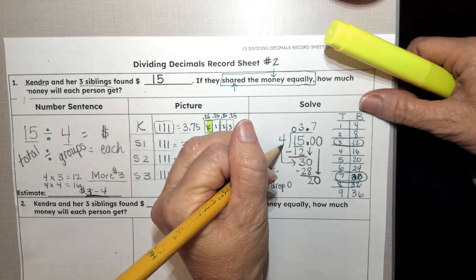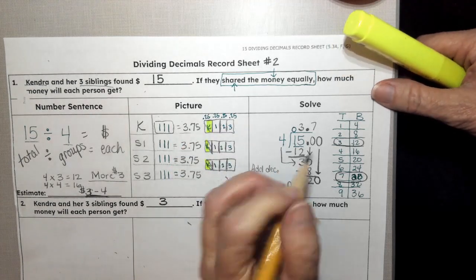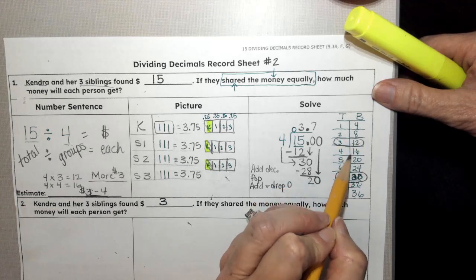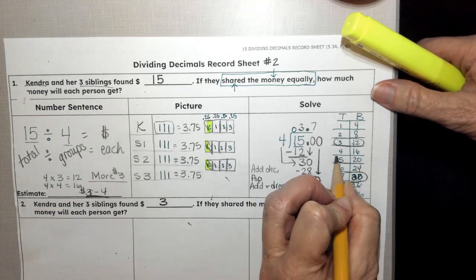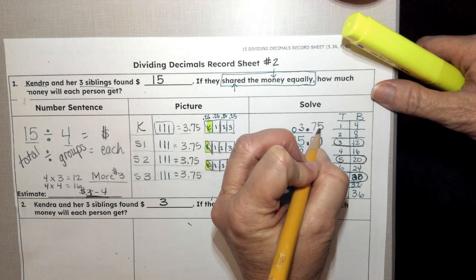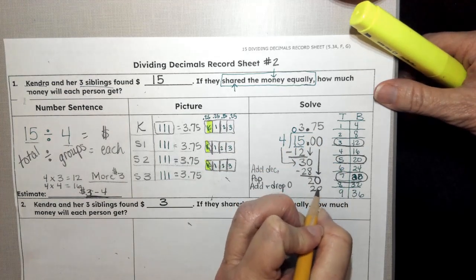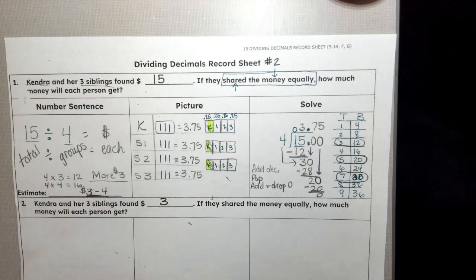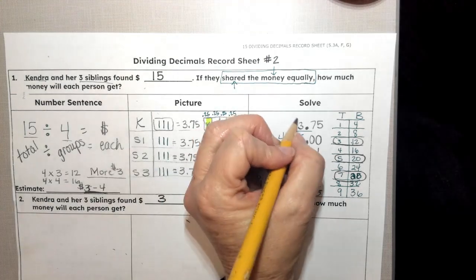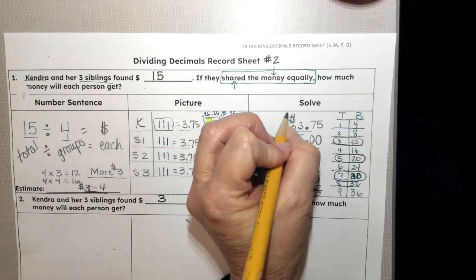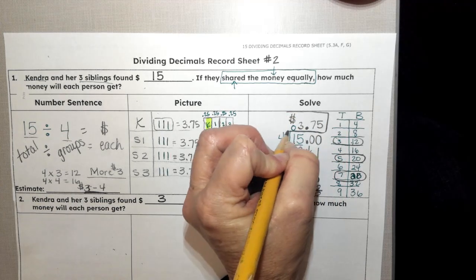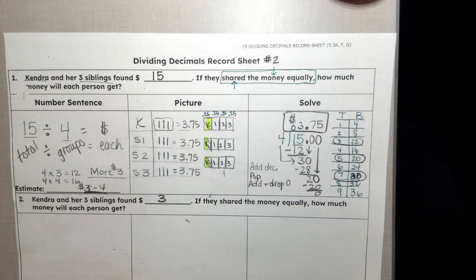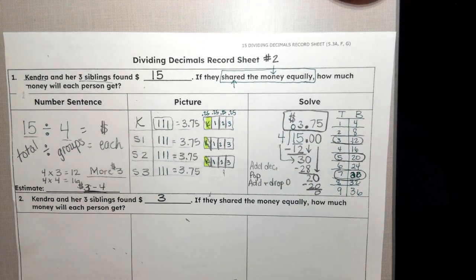And then we divide again. How many groups of 4 will get me to 20? So I go over here to the side, and I scan, and I see 5. 5 on top, 20 on bottom. Subtract, and we get 0 left over. So our total is $3.75. Box that in so that your teacher can easily see your answer.